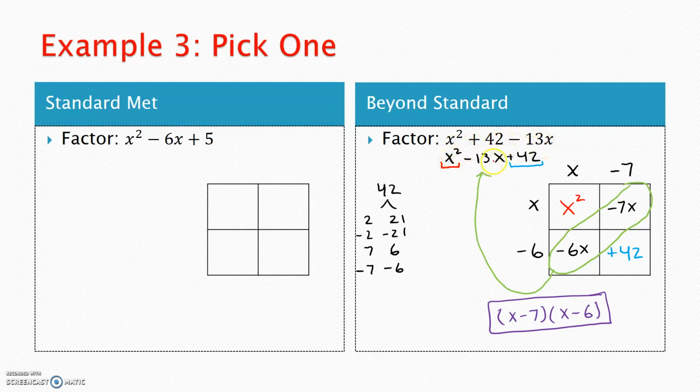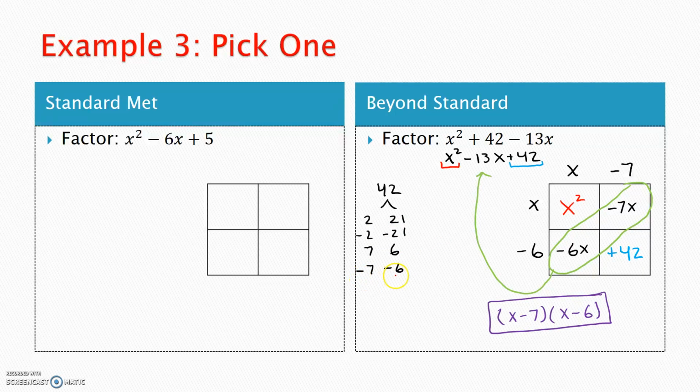Again, x to the second, the one that has the x, and then your constant at the very end. And again, x squared goes in the first box, 42 goes in the last box. Now my combination is here to get 42. I was using 2 and 21, -2 and -21. Remember, don't forget about that double negative combination. Negative times a negative will give you a positive. And that was the case for this problem.